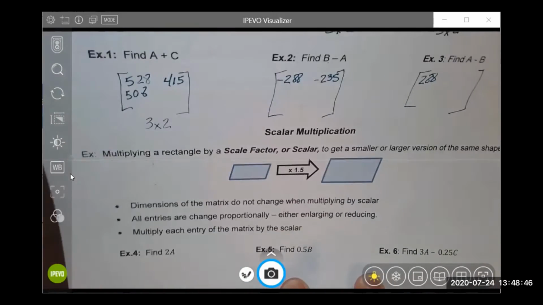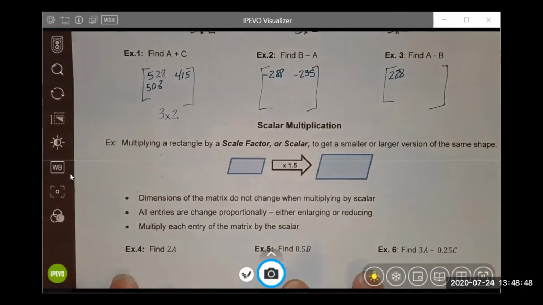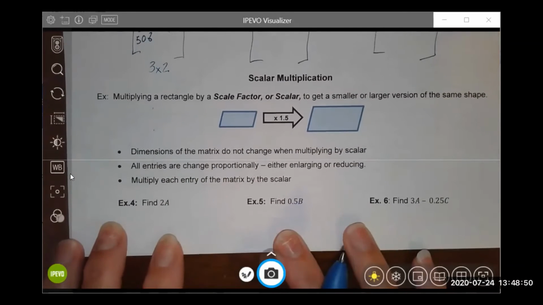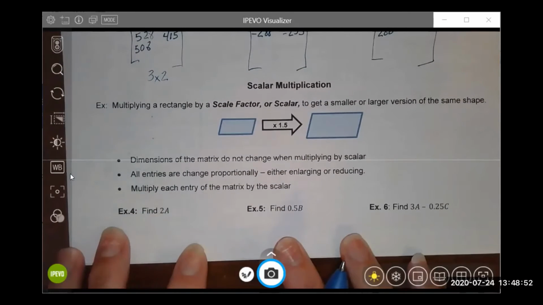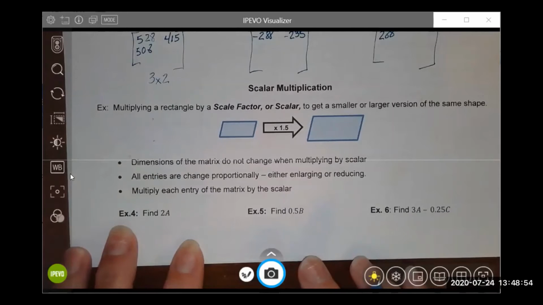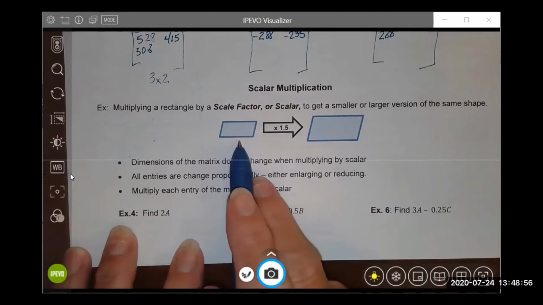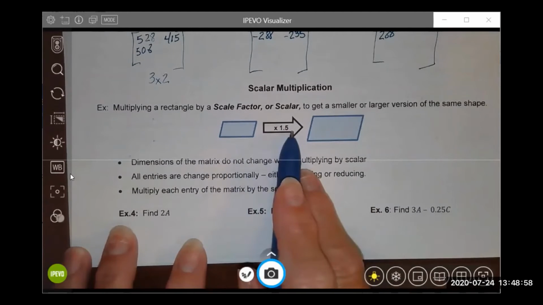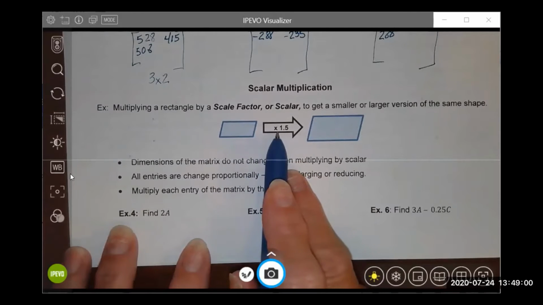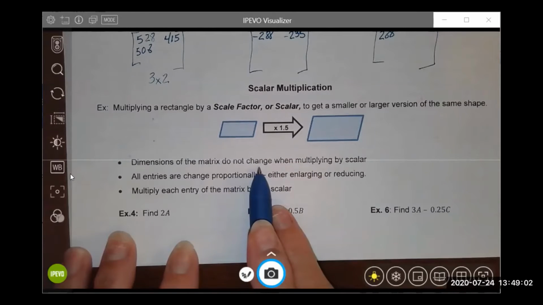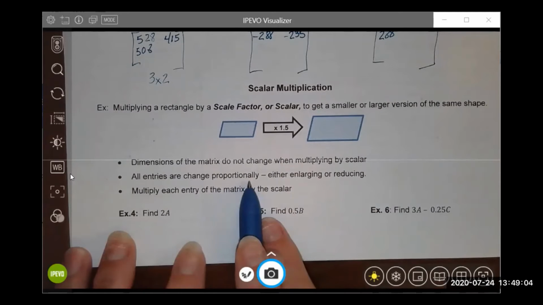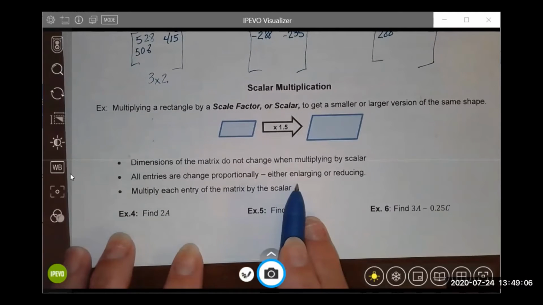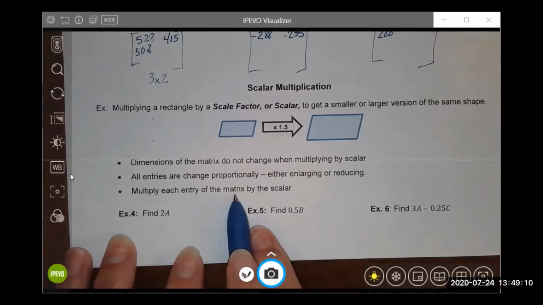If I want to, I can move my paper. If I want to, I can do scalar multiplication. And that's just taking a number and multiplying every single thing in the array, or everything in your matrix, by whatever that number might be. The dimensions do not change. All the entries grow proportionally, either getting larger or smaller.